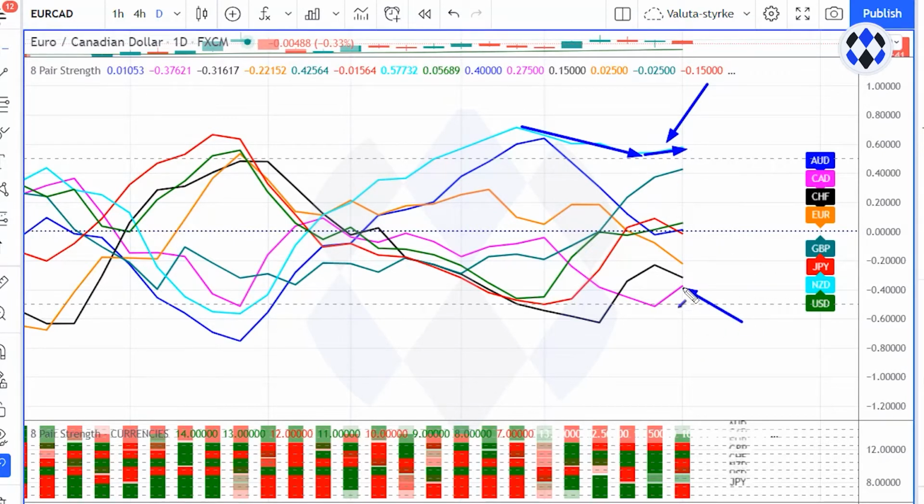Then we have the Canadian dollar here, and we have the Australian dollar. Let me see, that comes in here. That is the dark blue. So as you can see, they have all been going down.